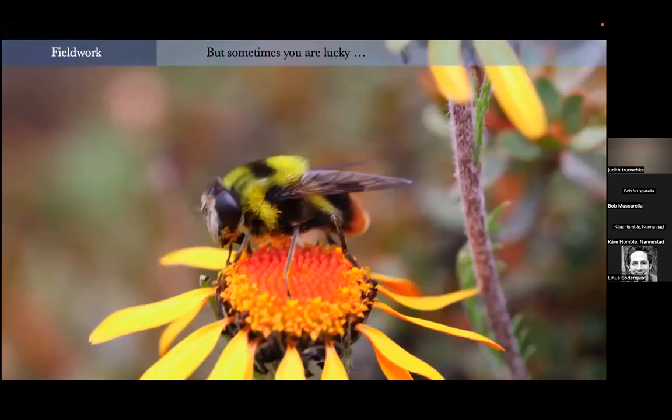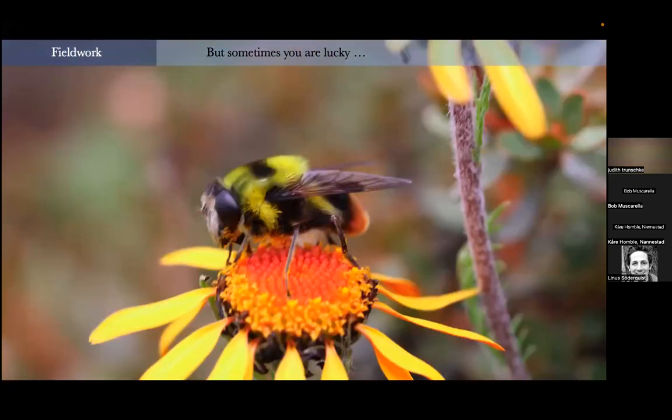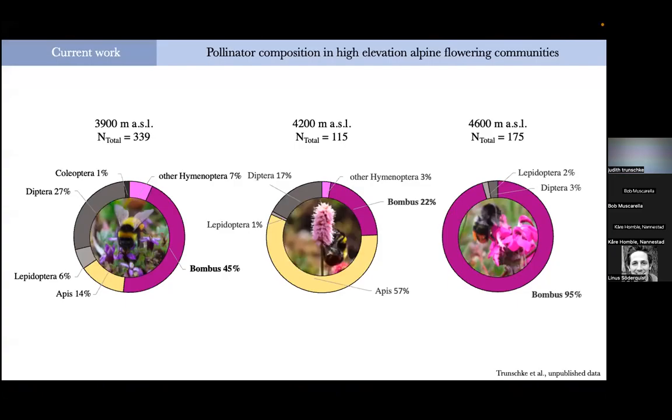And what I find really nice is if you can see the similarities, so this is a bumblebee, a common one, Bombus frisianus, and this is a fly. So I find it really interesting. So maybe bumblebees are actually really the better adapted to high elevation. But now to the results.